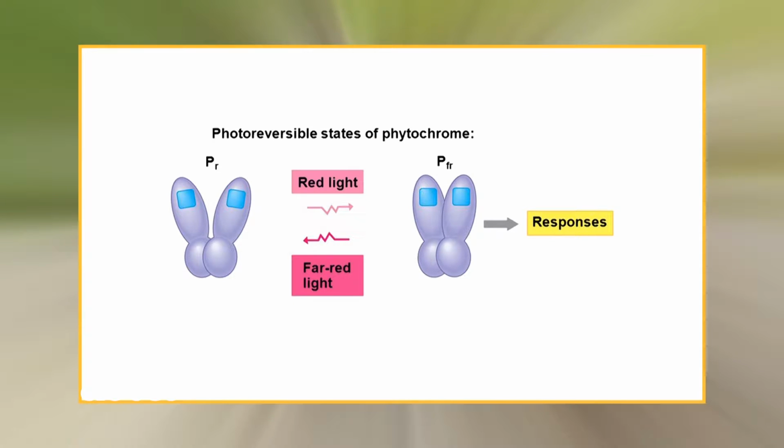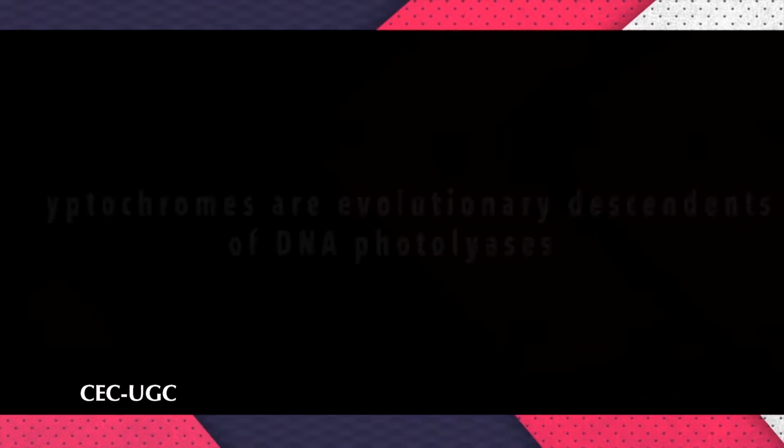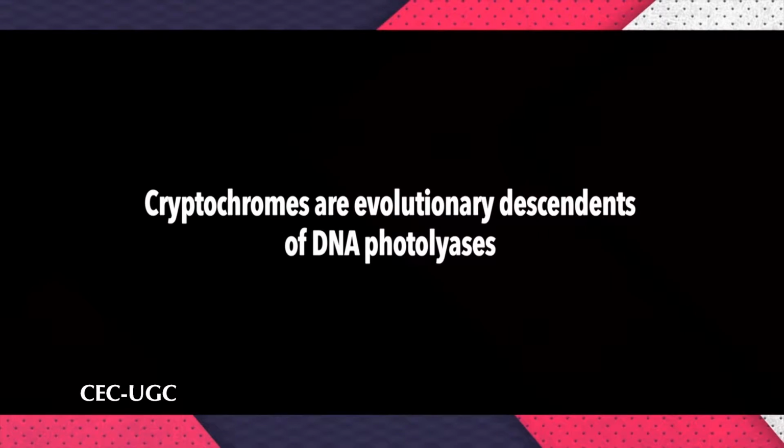Unlike phytochrome induced responses in plants, cryptochrome induced responses are not photoreversible. The cryptochrome induced responses, however, become apparent more rapidly when compared to phytochrome based responses. Cryptochromes are the evolutionary descendants of DNA photolyases. DNA photolyases are DNA repair enzymes which act in a light dependent manner.